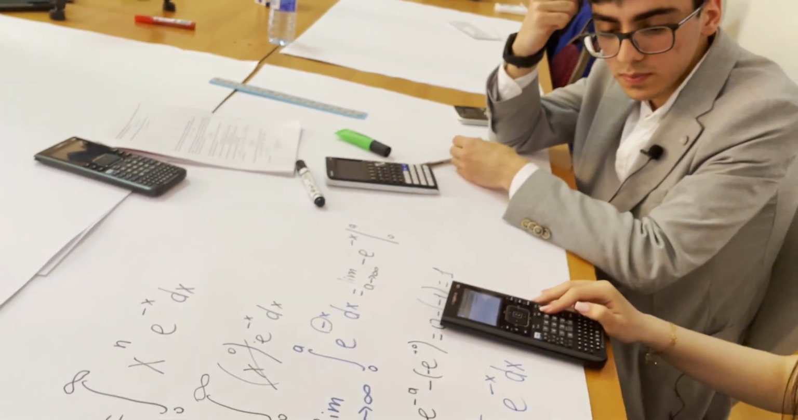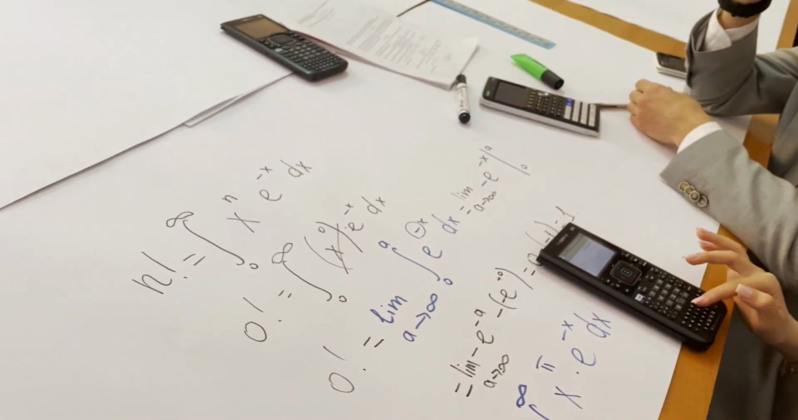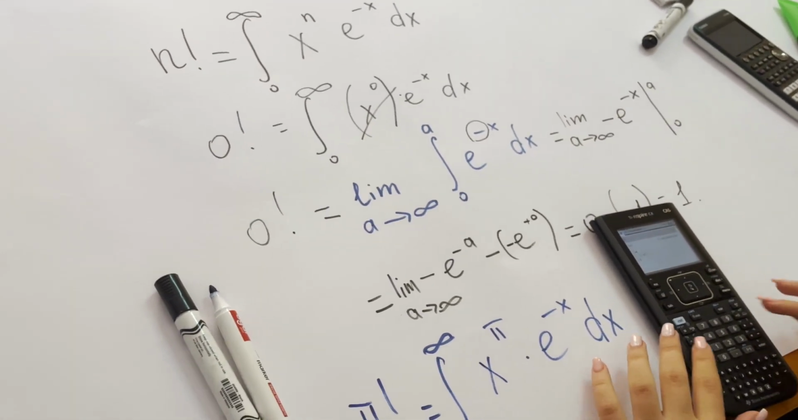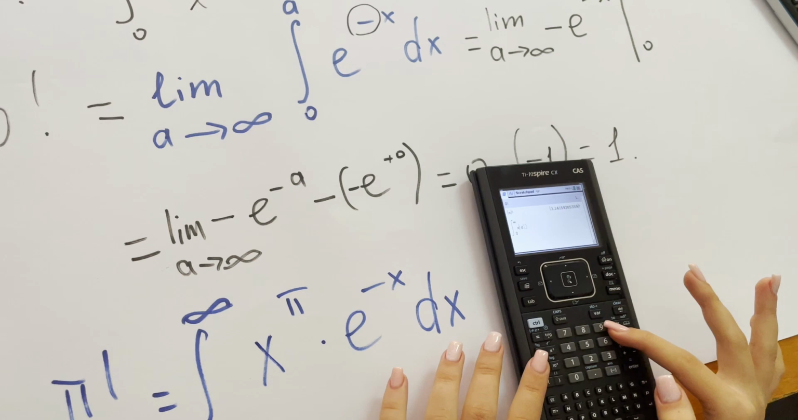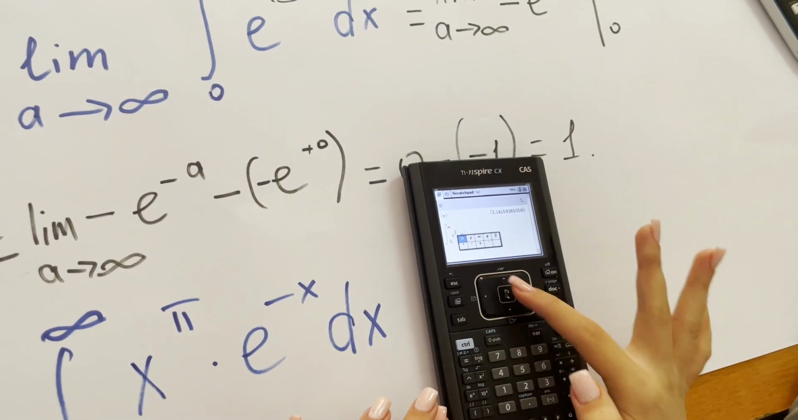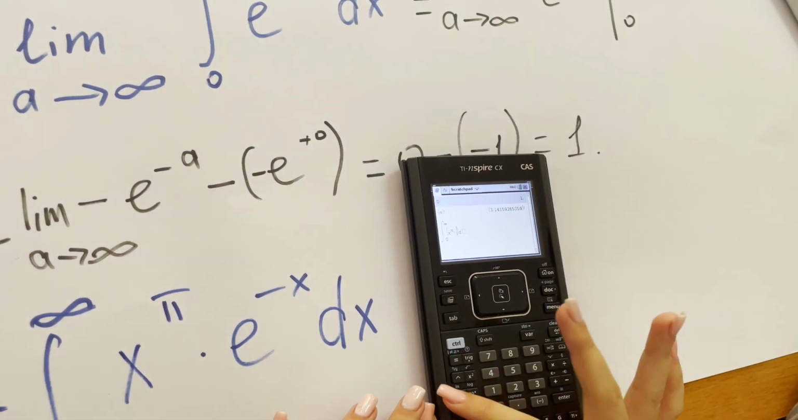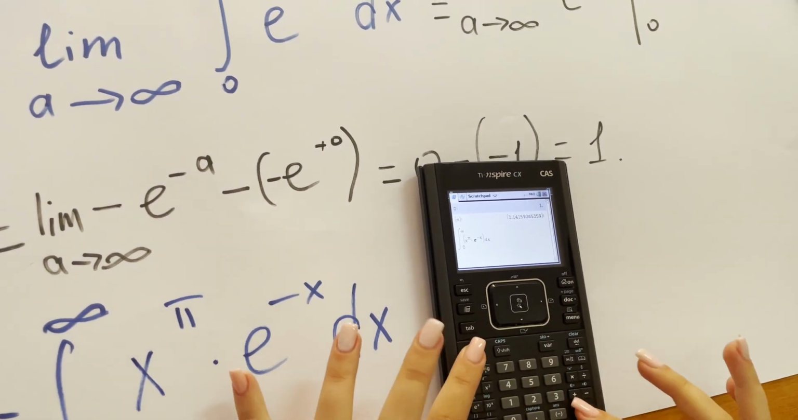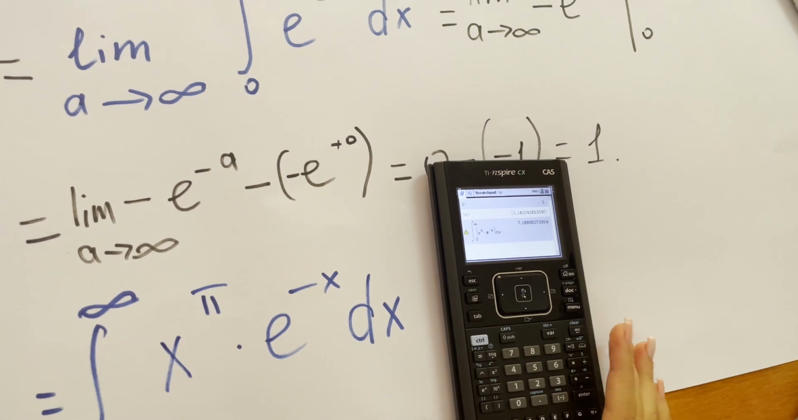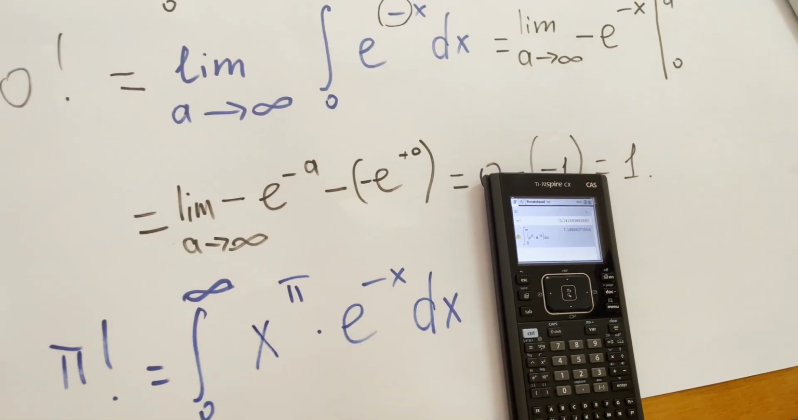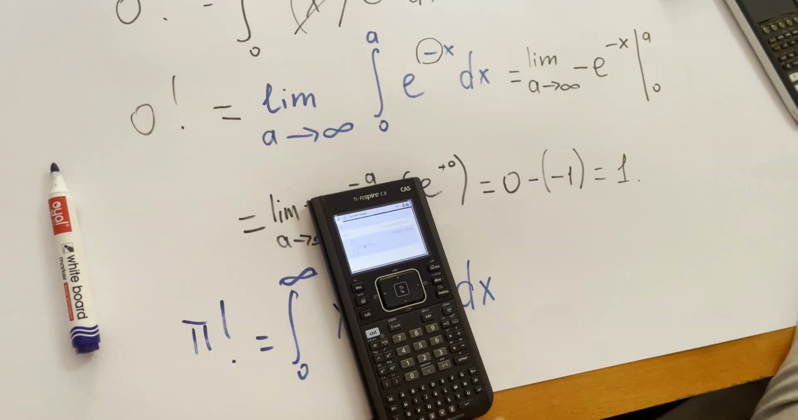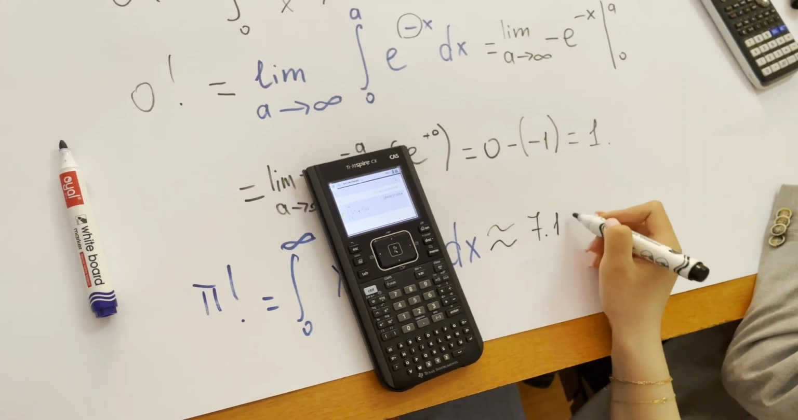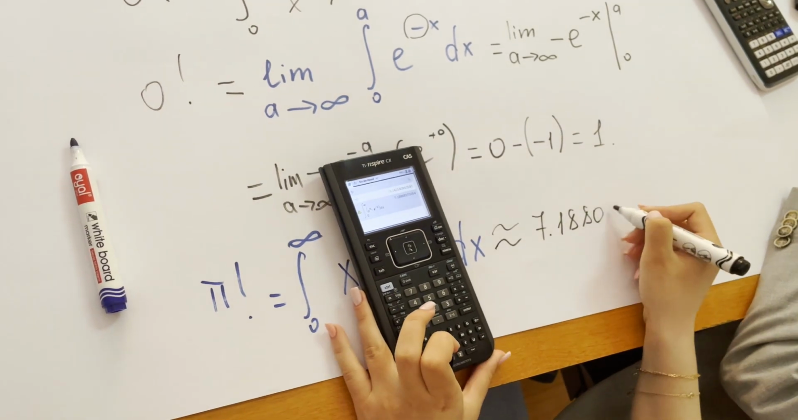Okay, so I write the integral from 0 to infinity of x to the power of pi multiplied by e to the power of -x dx. And here we have the answer. It gives us the answer, it's approximate value 7.18808705.